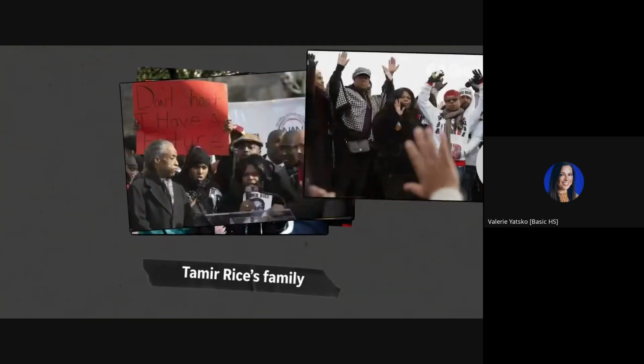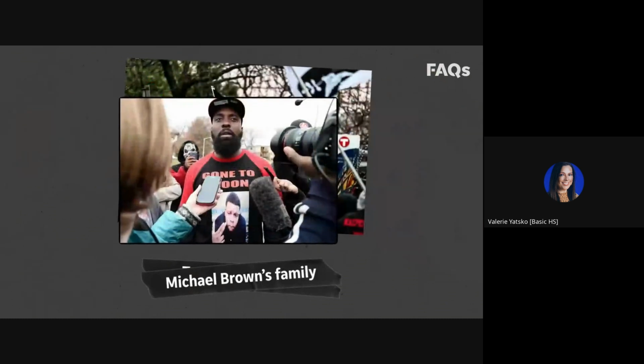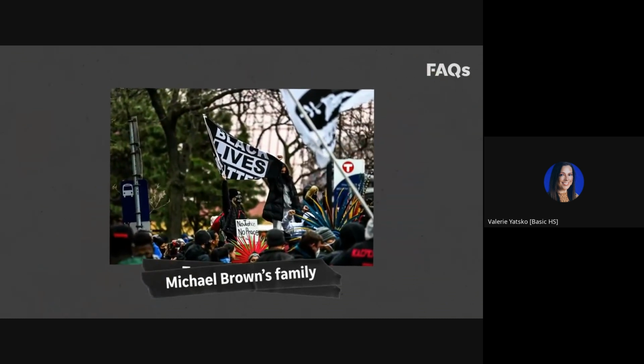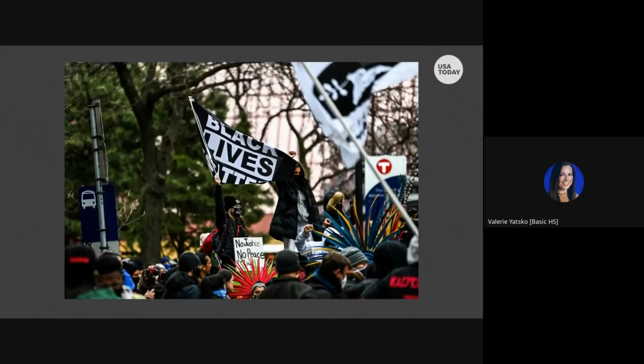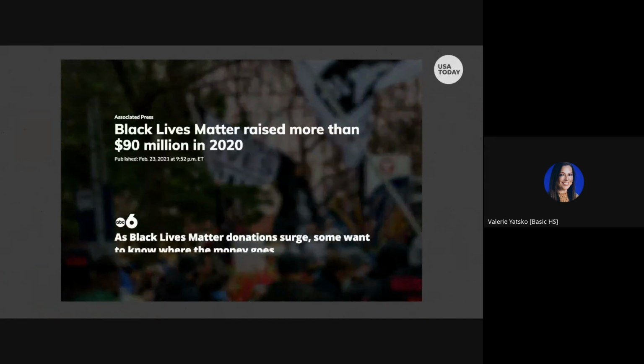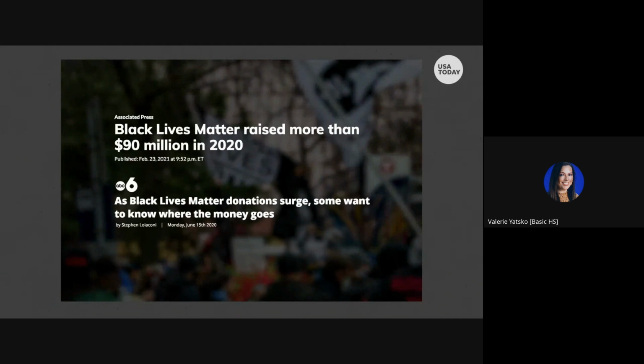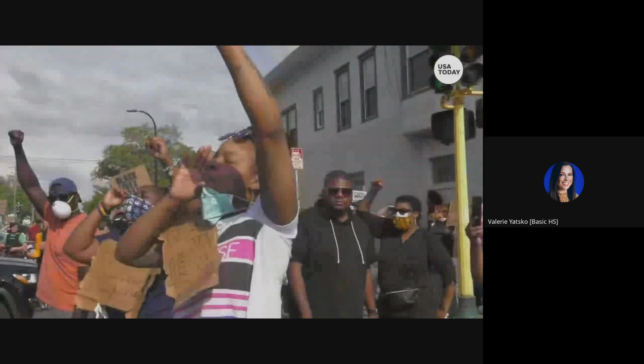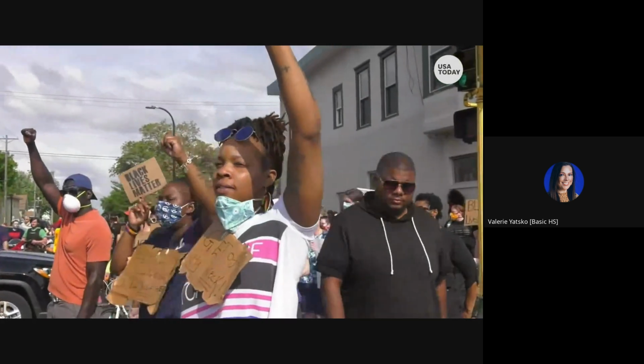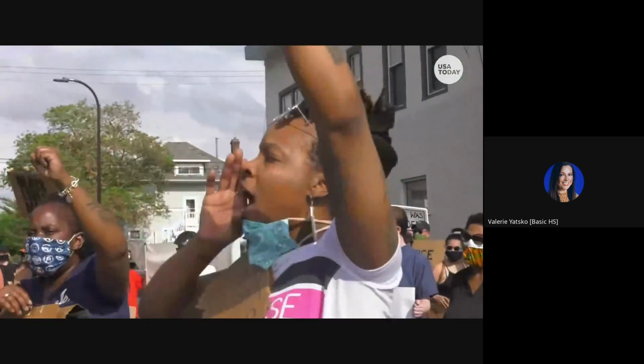But despite the organization's success, family members of Tamir Rice and Michael Brown have spoken out against Black Lives Matter for profiting off the police killings of their relatives. And some have questioned where financial contributions go. Still, the mission of Black Lives Matter remains straightforward, and as it's grown, so has its impact.